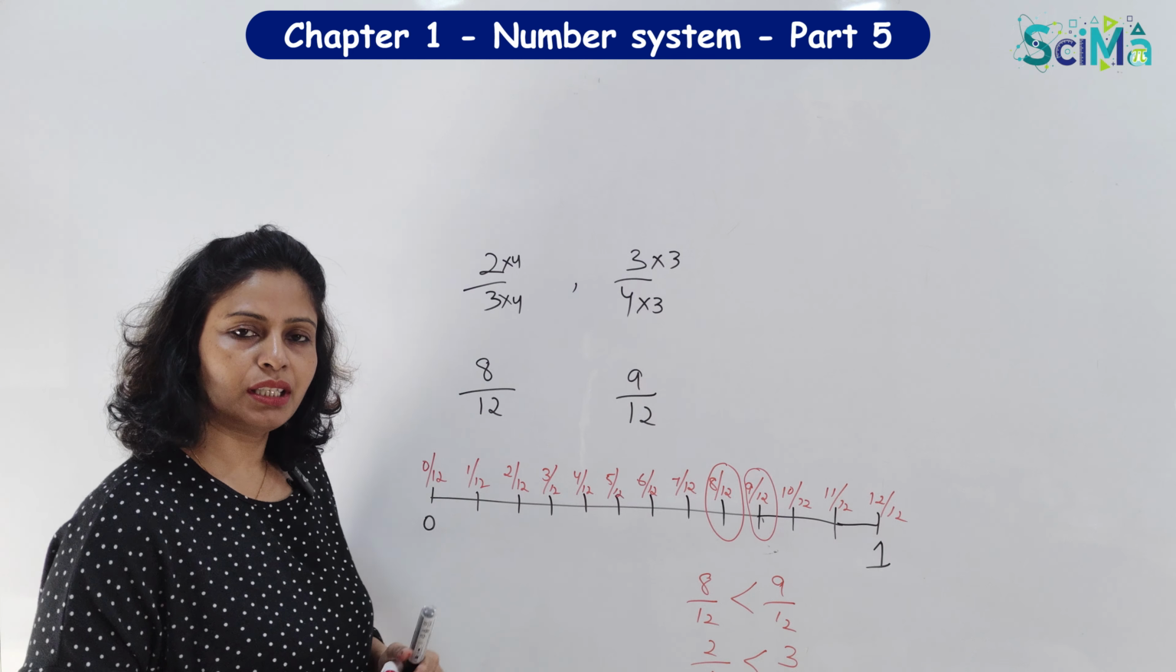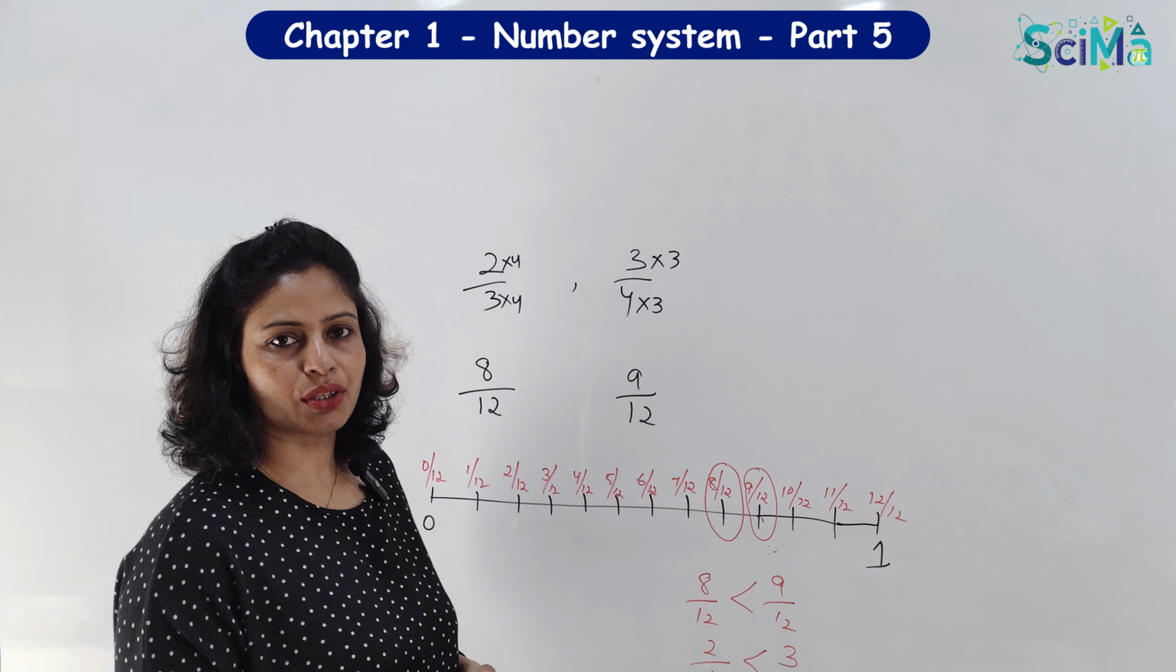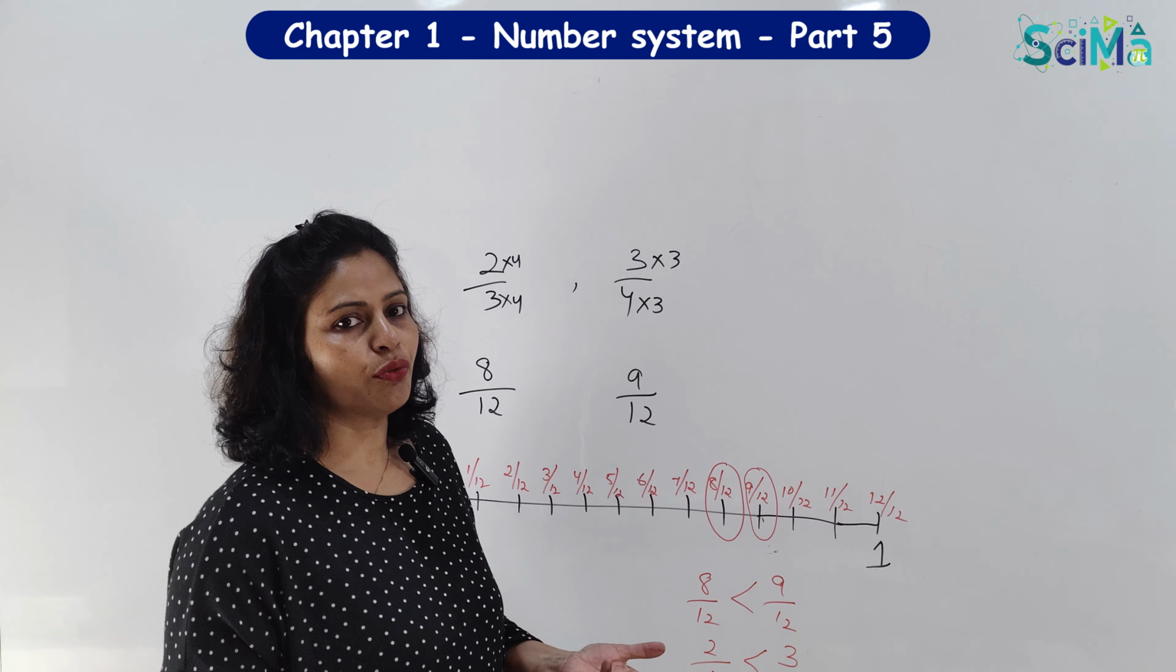If you find this method easy, you can follow this method also to show the rational numbers on the number line. Otherwise, you can go for the construction method.